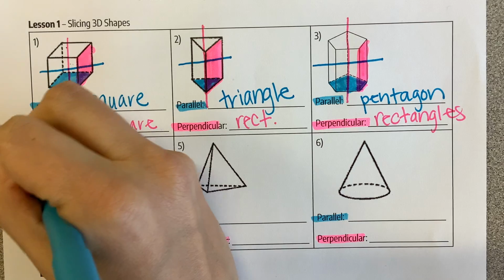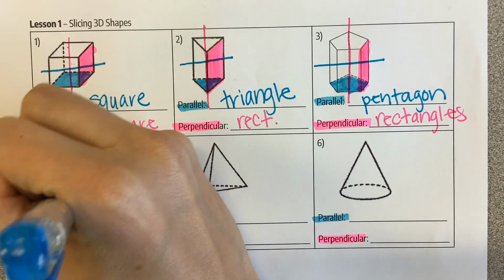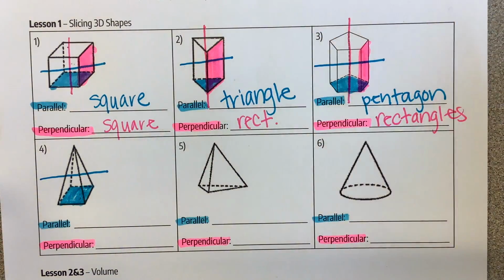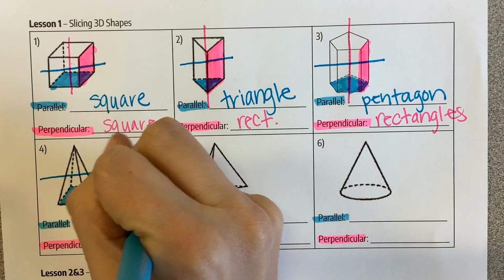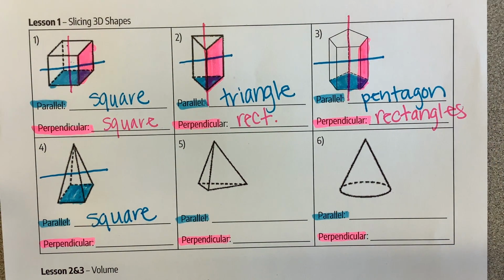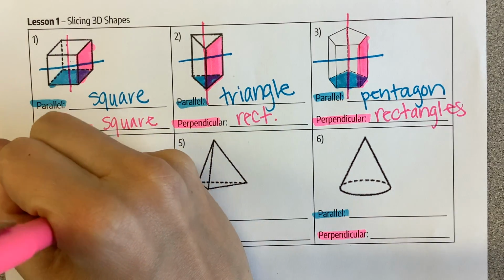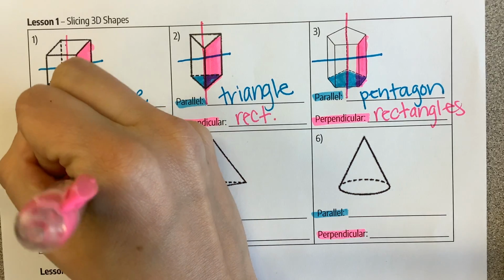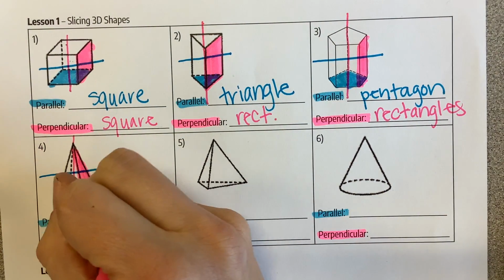Okay, number 4, I'm slicing it parallel. The shape that's on the base here is a square. It could be a rectangle. This one looks like it's a square. Either would be accepted. Versus that vertical cut. What shape is on the side here? We have a triangle.